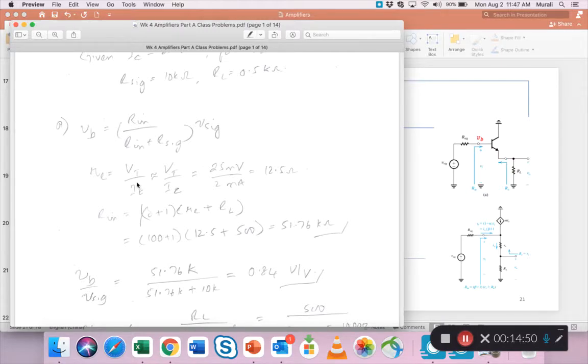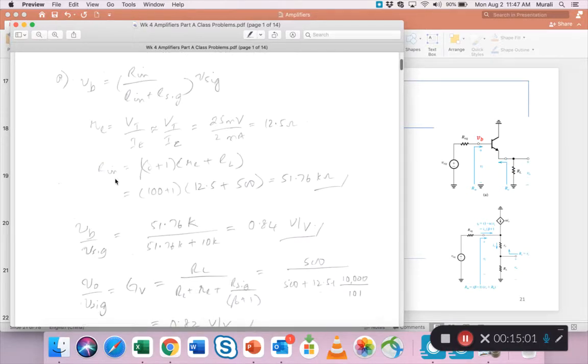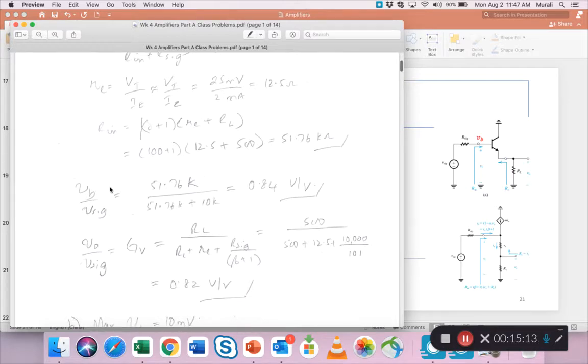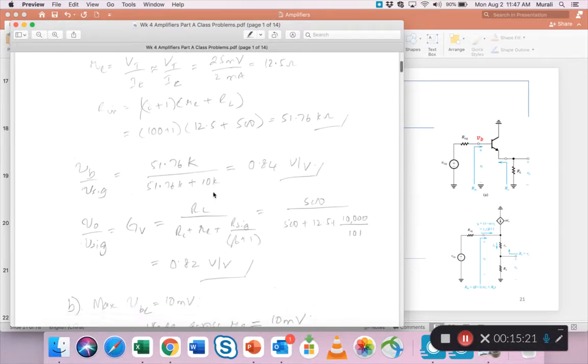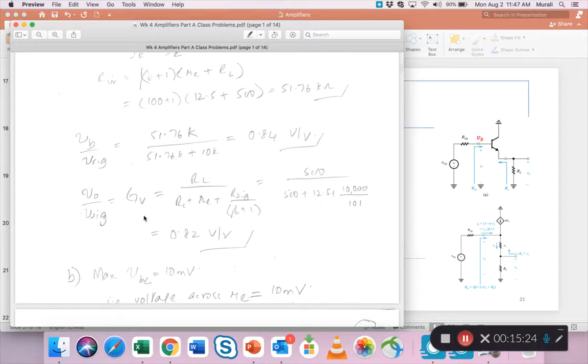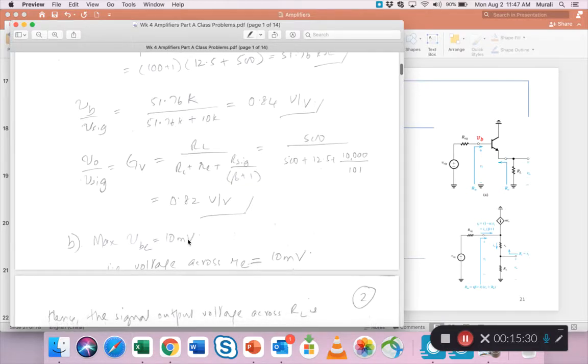Re first is what we need to find. Now we need Rin to do this. Rin you have to do using these formulas. First you need small re, which is this, which is 12.5. Then Rin becomes 51.76 using the reflection formula, right? This is the load resistance, it gets reflected over here. Then VB by V signal is 0.84 using this formula. V output by V signal, it's the overall voltage gain. This is the formula and it comes out to be 0.82.